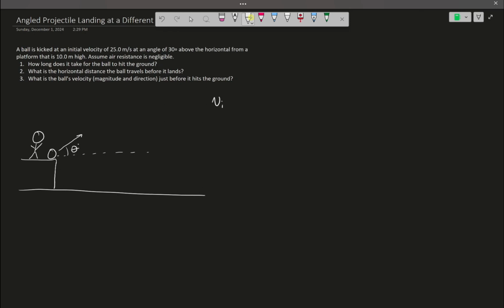So I know that my initial velocity is going to be 25 meters per second. I know that it is kicked at an angle of 30 degrees above the horizontal, and I know that my initial position is going to be at 10 meters. That's because if I have an axis here, the ground is y equals 0, and the top of this platform would be 10 meters. So its initial position is at 10 meters.